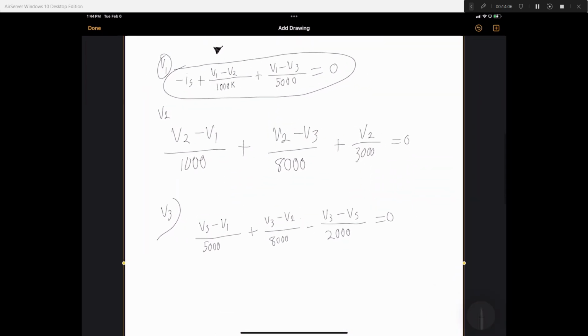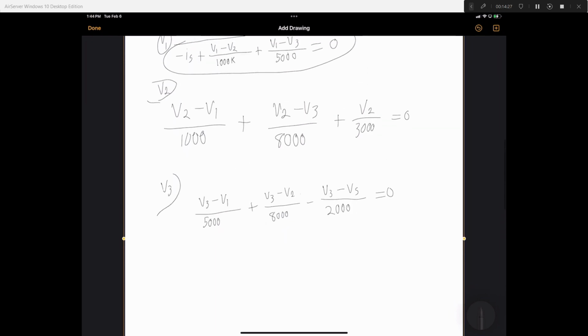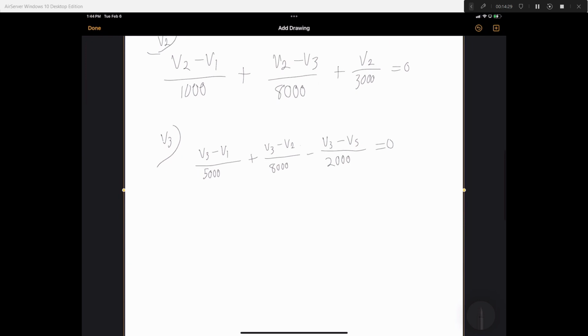So what do we do now, right? How do we find these voltages? Well, we gotta do a little matrix. So we know I sub s in the first one is given to us, and we can move that over to the other side and make it a constant, which is going to be 0.01. Oh my bad. Alright, so for the first one, we're going to have equals 0.01, right?